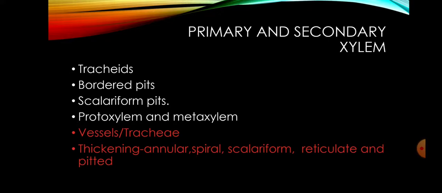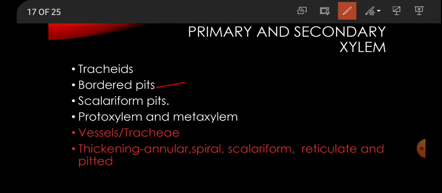Now tracheids also include pits. Pits are gaps, hole-like structures. In bordered pits, they are surrounded by the cells. Protoxylem and metaxylem: the earlier developed xylem is called protoxylem and the later developed xylem is metaxylem. We will study the difference between protoxylem and metaxylem later on.